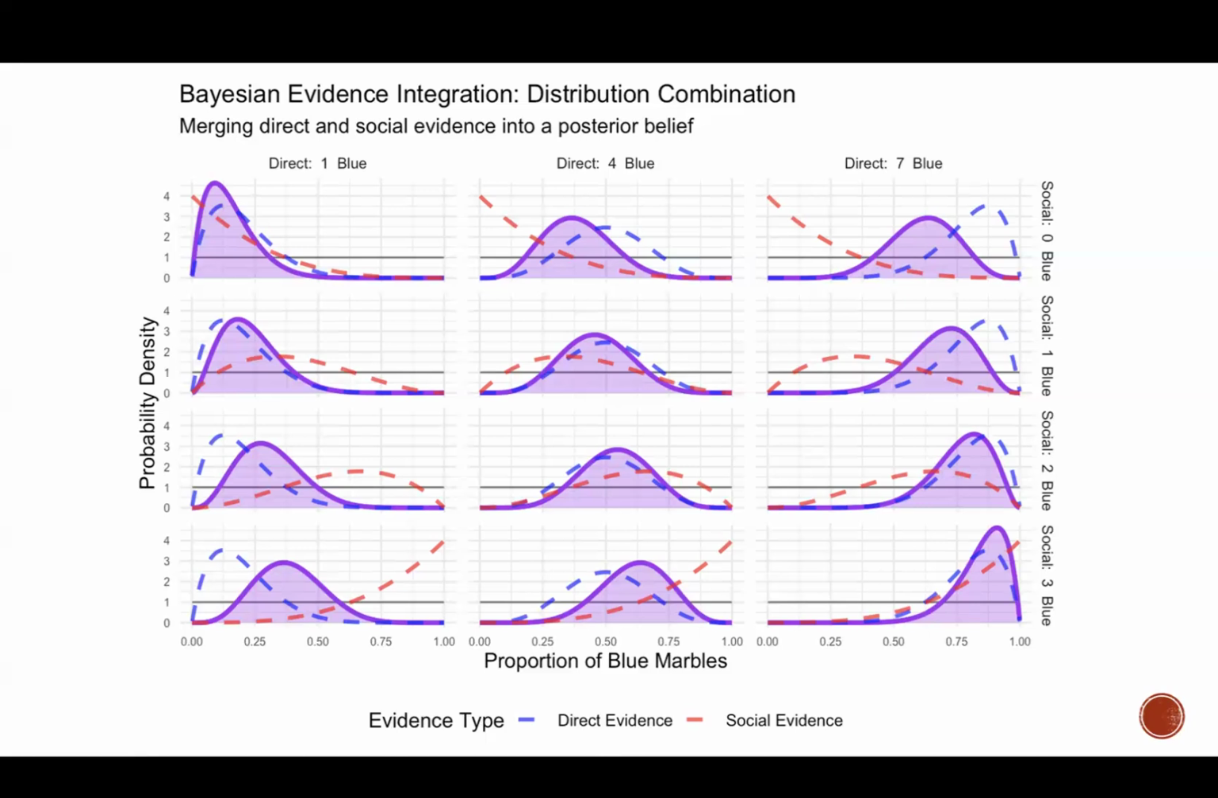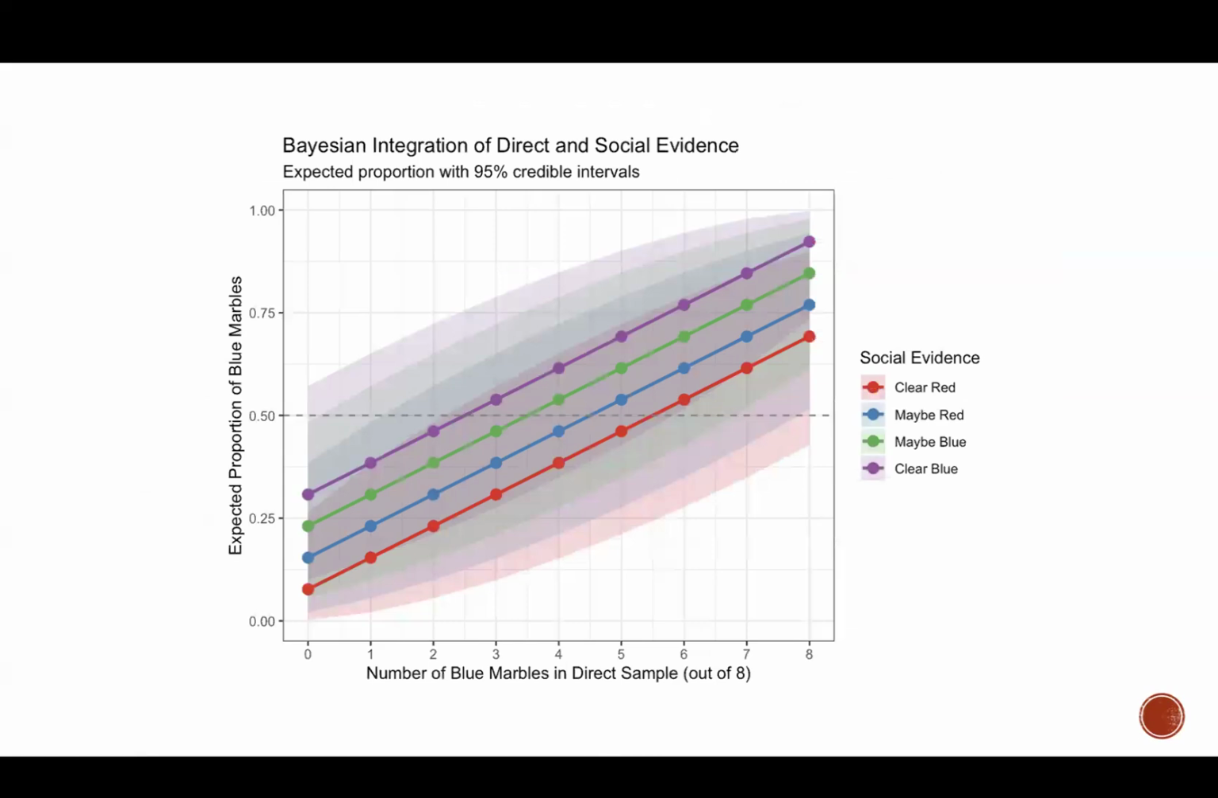The opposite is true here, where there's 3 blue for the social and 7 blue for the sampling. If we go into intermediate cases, then the evidence in different directions gets integrated somewhat in the middle. And we can get an overview of all the possible values.